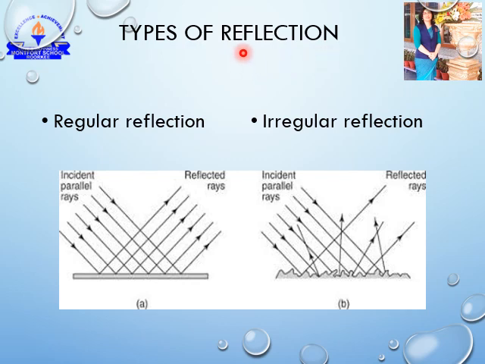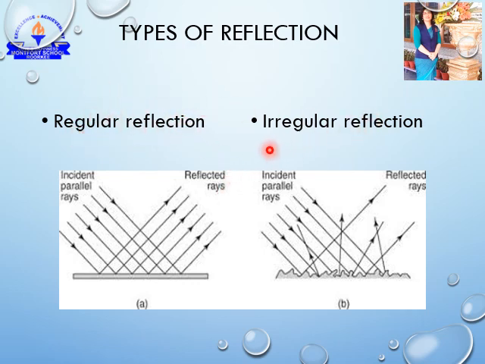Reflection can further be divided into two parts, regular reflection and irregular reflection. In case of regular reflection, the incident rays which fall on a smooth surface will be reflected back or bounced back in a parallel fashion or in a regular fashion. So these reflections are known as regular reflection.